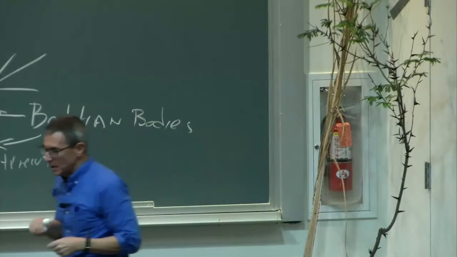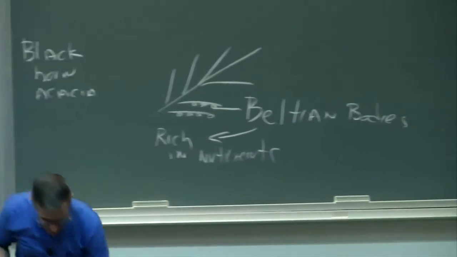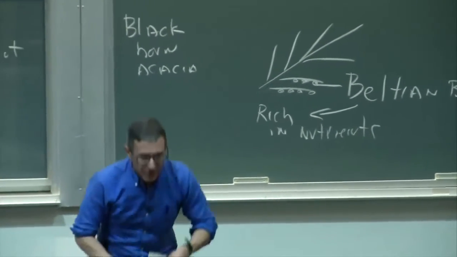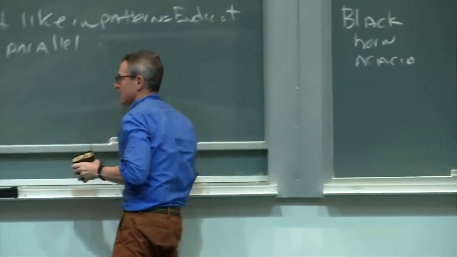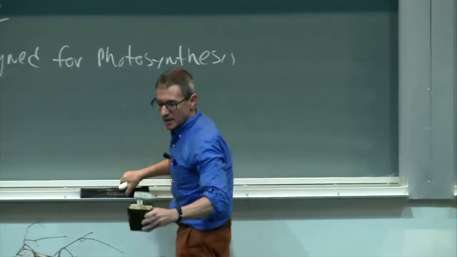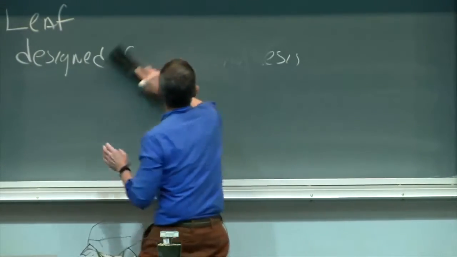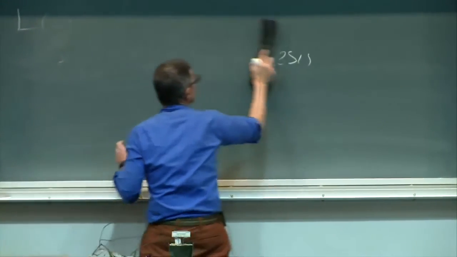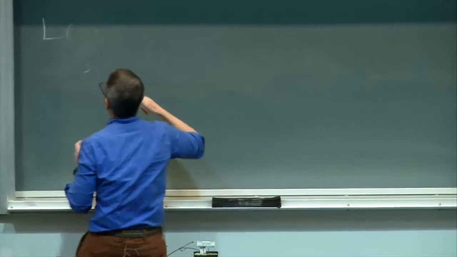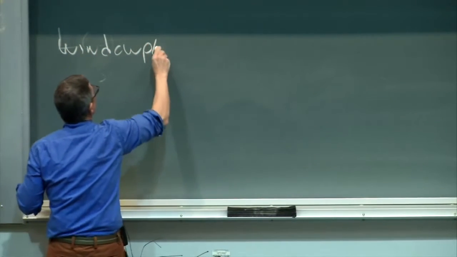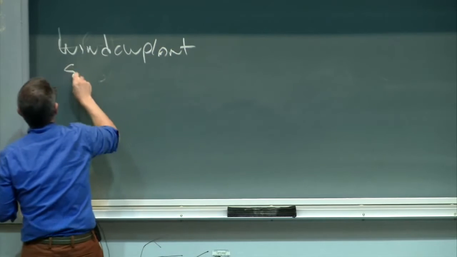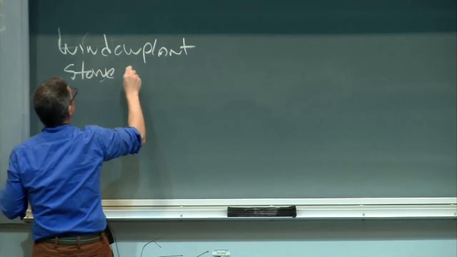Another modification of a leaf is one that I have up here in front, and this is a leaf of a plant where you can see its leaves, which is known as a window plant or a stone plant. Maybe some of you have these at home as your garden plants. A window plant. They're sometimes called stone plants because they look like stones.